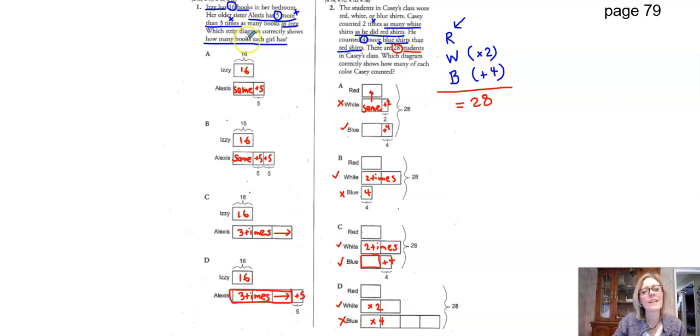Okay. So we know that Alexis has to have 3 times, or times 3 as much, but also she has to have 5 more than times 3. So we're going to have to tack on a 5 more than times 3. So if we come here, Izzy has 16, but right here Alexis has the same and just adds 5 more. No, we need 3 times that much. That can't be our answer. Right here, Izzy has 16.